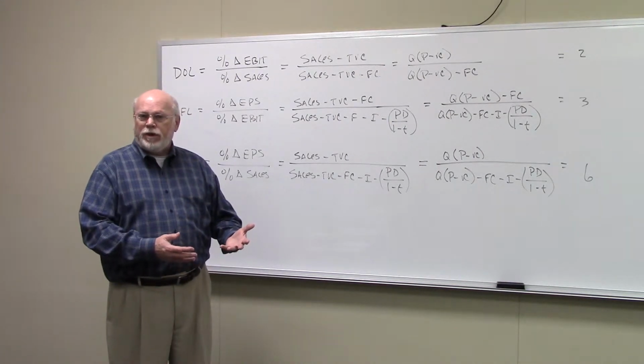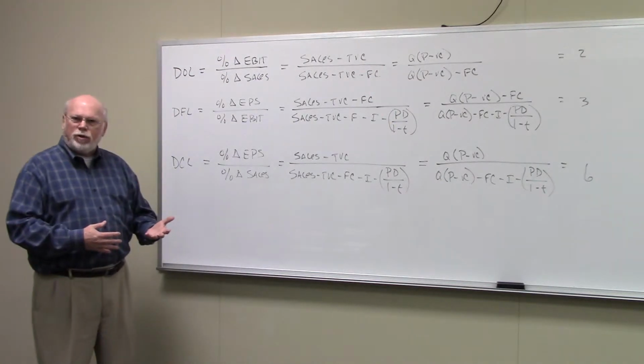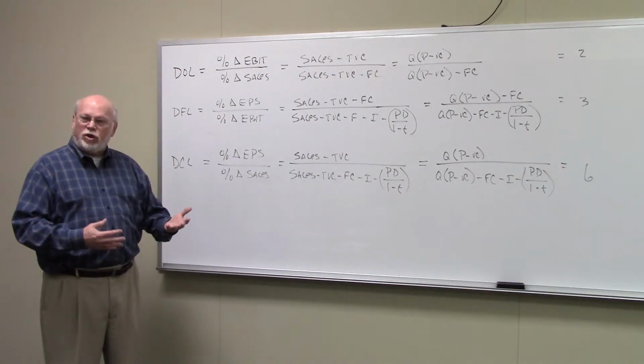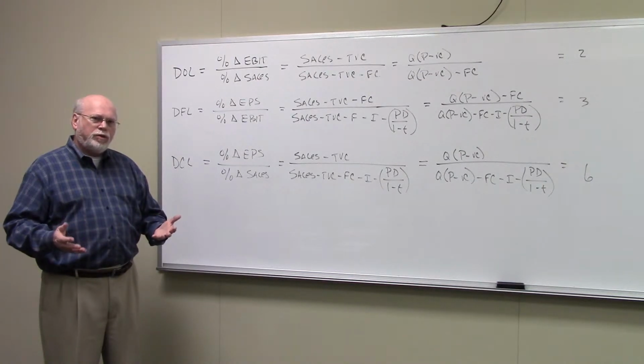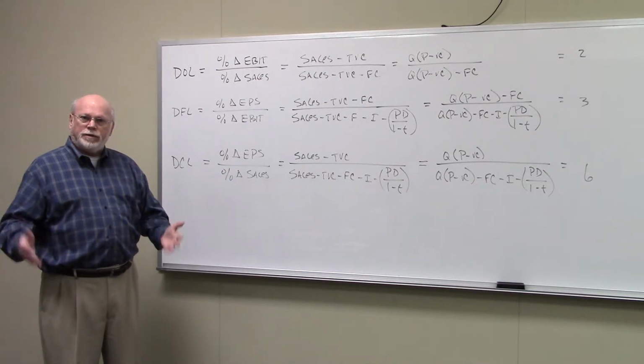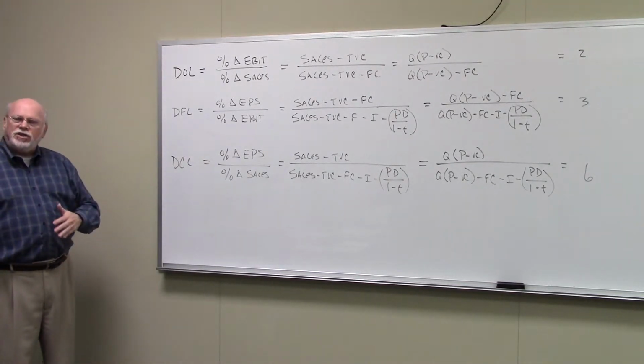That's a bad thing, because what do we have to pay right after we have operating profit? We have to pay the interest on our debt. So if it goes down so far that you can't pay the interest on your debt, of course, you're going to be bankrupt. The other type of leverage is financial leverage.